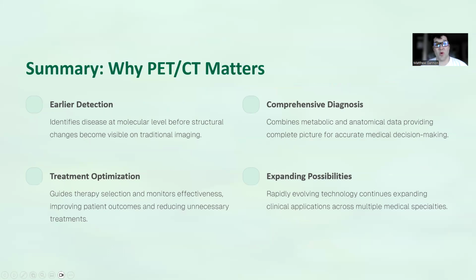So to sum it up, why it matters. Early detection, I just spoke about that, and treatment optimization. So this guides therapy selection and monitors effectiveness, improving patient outcomes and reducing unnecessary treatments. So you can identify a specific cancer without having to do kind of a shotgun medicine and give them, oh, this broad spectrum of chemotherapy, when really PET CT can help identify the specific type of cancer and the specific type of chemotherapy we need to administer to that patient.